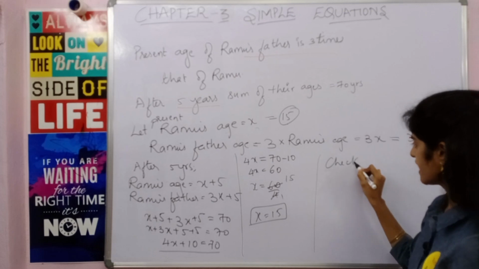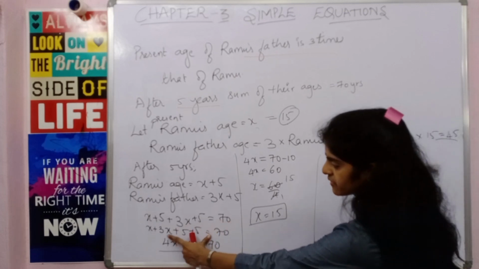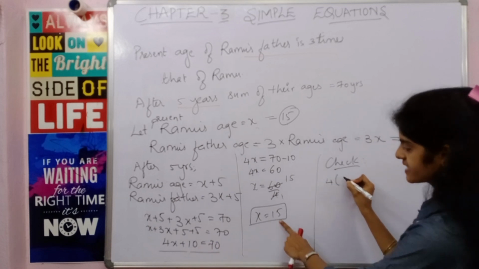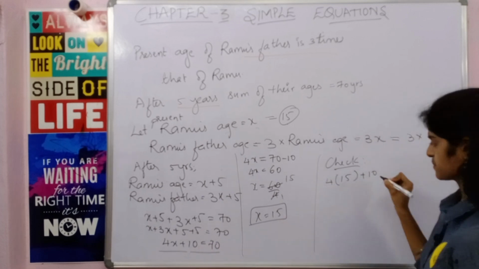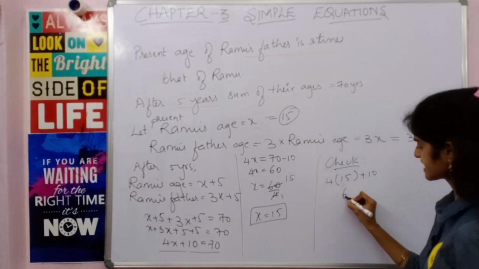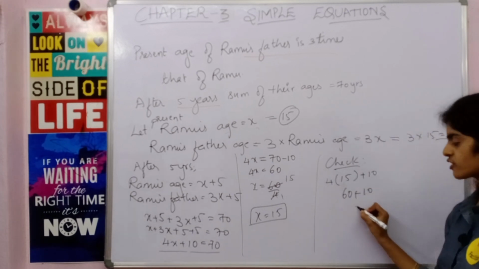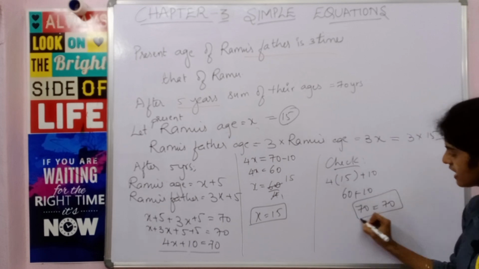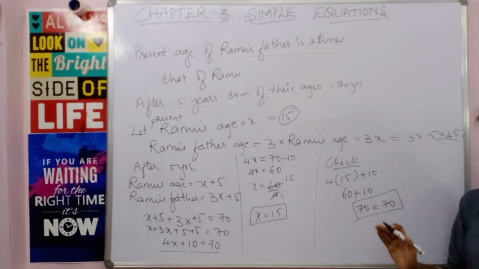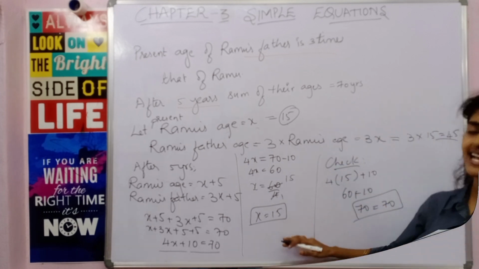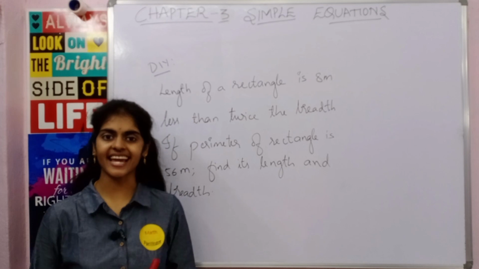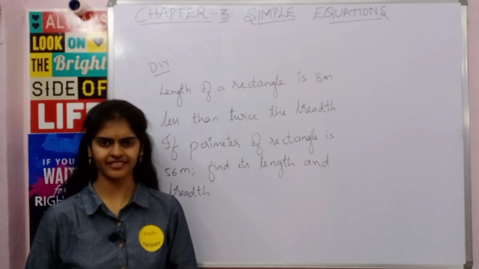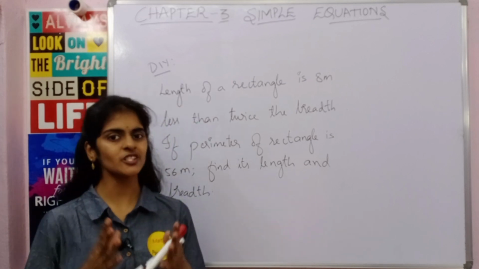Now let us check our answer. To check our answer, you will substitute x equal to 15 in this equation. So 4 into x, x is 15, plus 10. So 4 fifteens are 60, plus 10. So 60 plus 10 is 70. And RHS is also 70. So you got LHS equal to RHS, which means whatever you have done is correct. In this way you can take n number of examples where you use simple equations in your daily life. Clear? So now I want you to do it yourself.